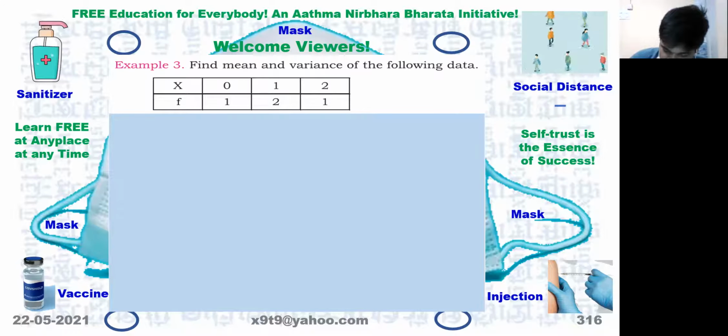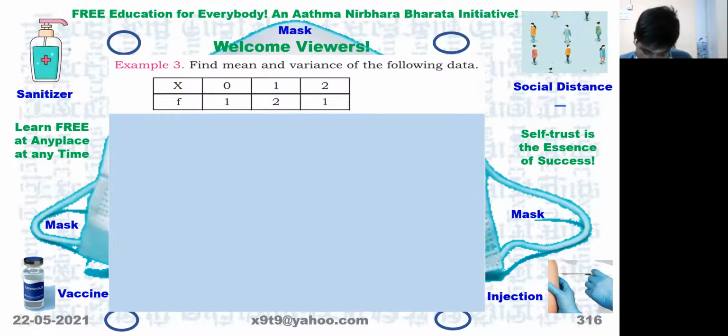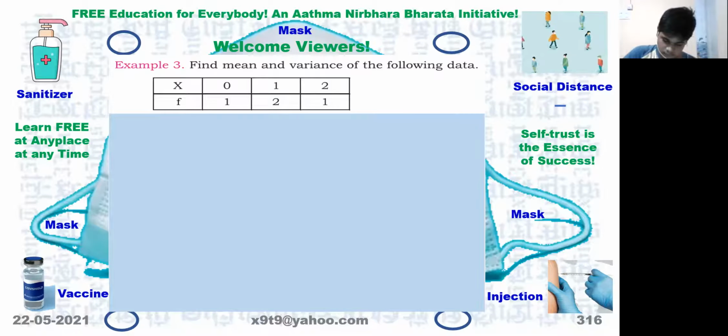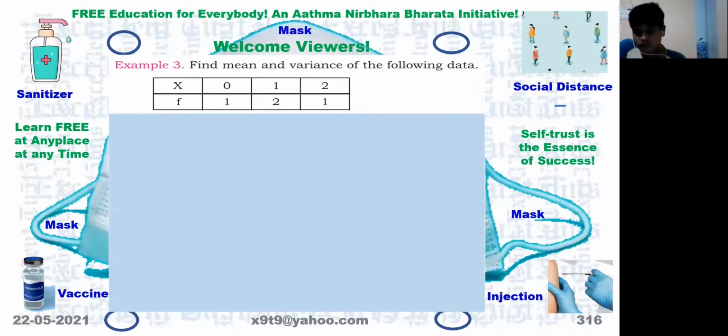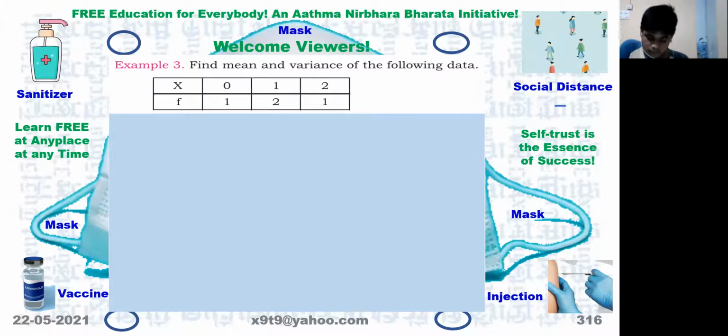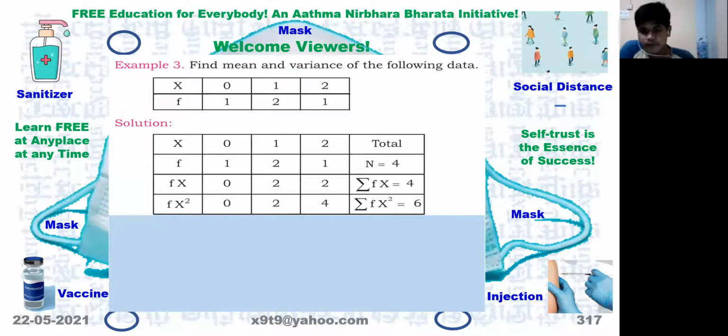Sir, 1 minute. Sigma f into x, how much you got? Sigma fx is 4. Sigma fx square is 6. Sigma f is 4. Okay. So the answer is 0.7.